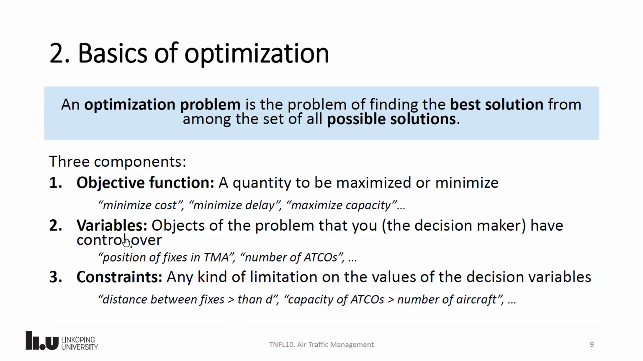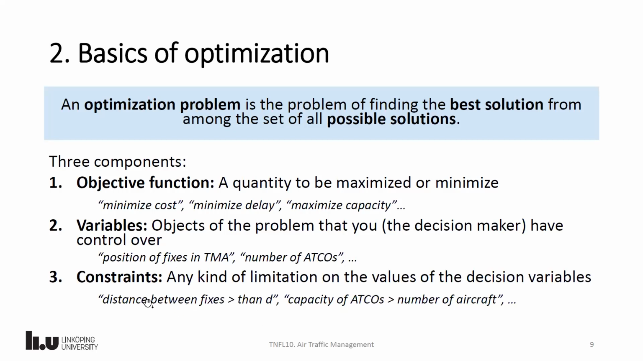Then the variables are the objects of the problem that the decision maker has control over. In the case that we saw before, it is, for example, the position of the fixes in the TMA. Another possible problem would be the number of air traffic controllers in a sector, or whatever decision variable you can think of.